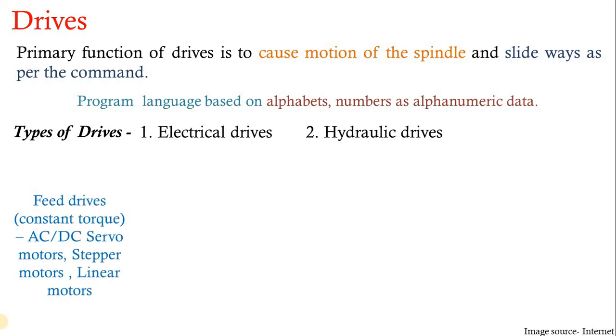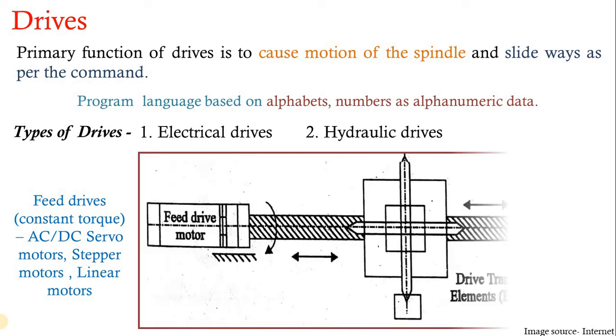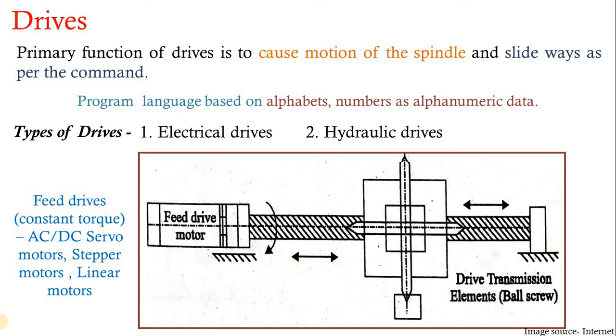Then feed drives, constant torque is given. AC or DC servo motors, stepper motors or linear motors are used. So feed drive to the motor is given feed control, and drive transmission elements such as a ball screw are used. There we can give the drives to the machine by using hydraulic elements.